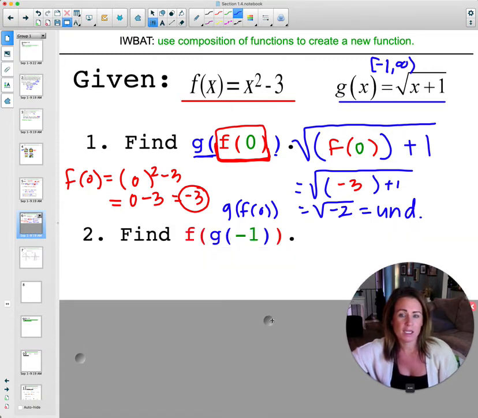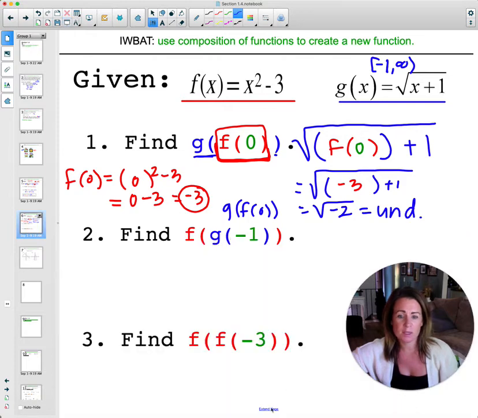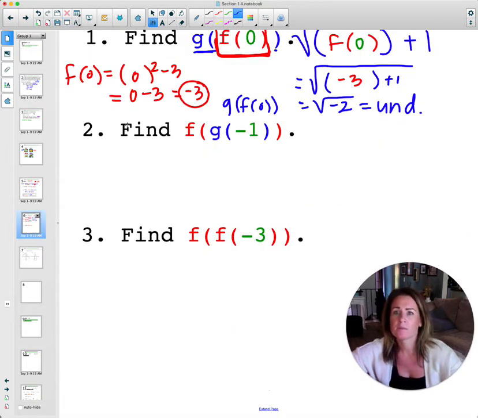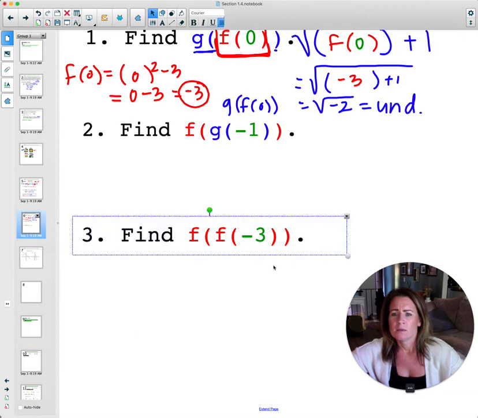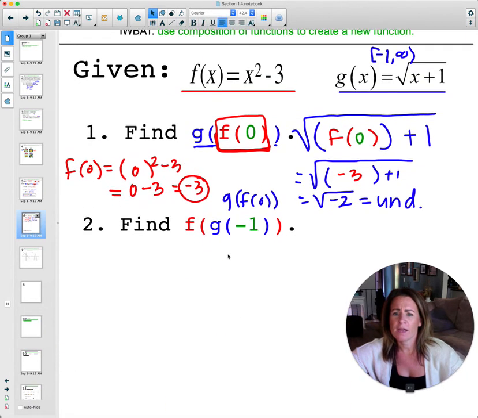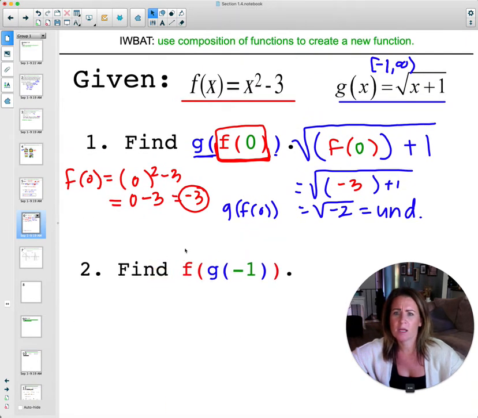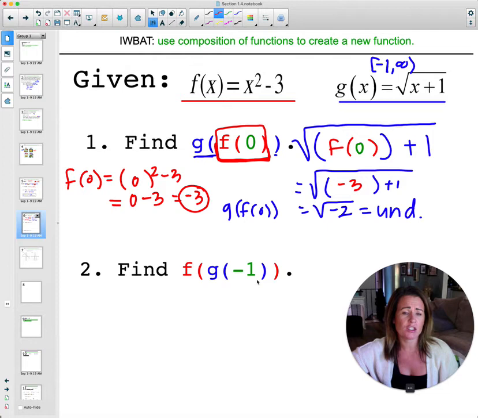Okay, let's take a look at the next one. I'm going to get some more space here. So now our outer function is the f function. So we're going to be plugging g of negative 1 into that. I'm going to write down the outer function first, the f function, which is an input squared minus 3.